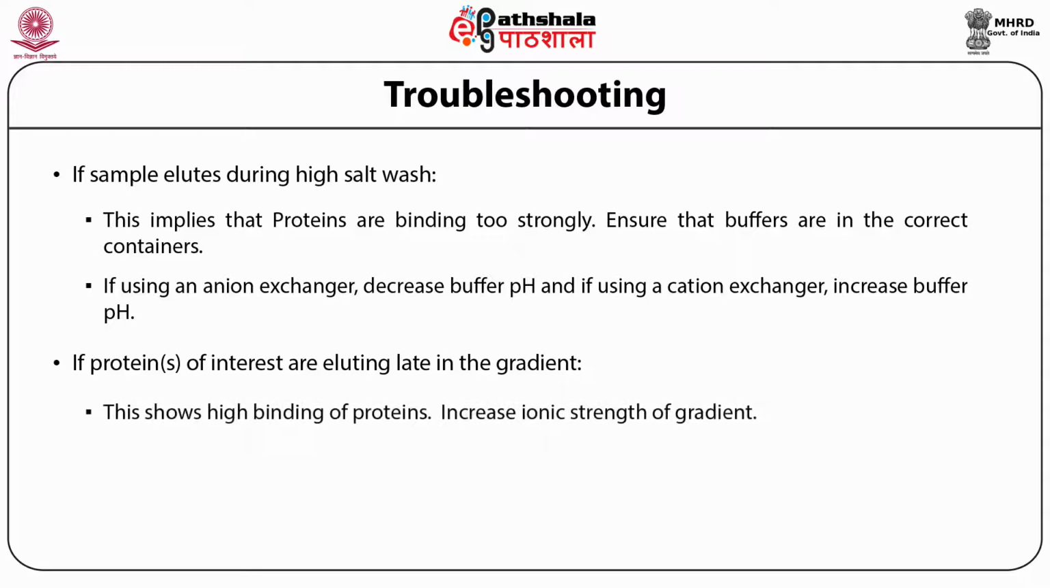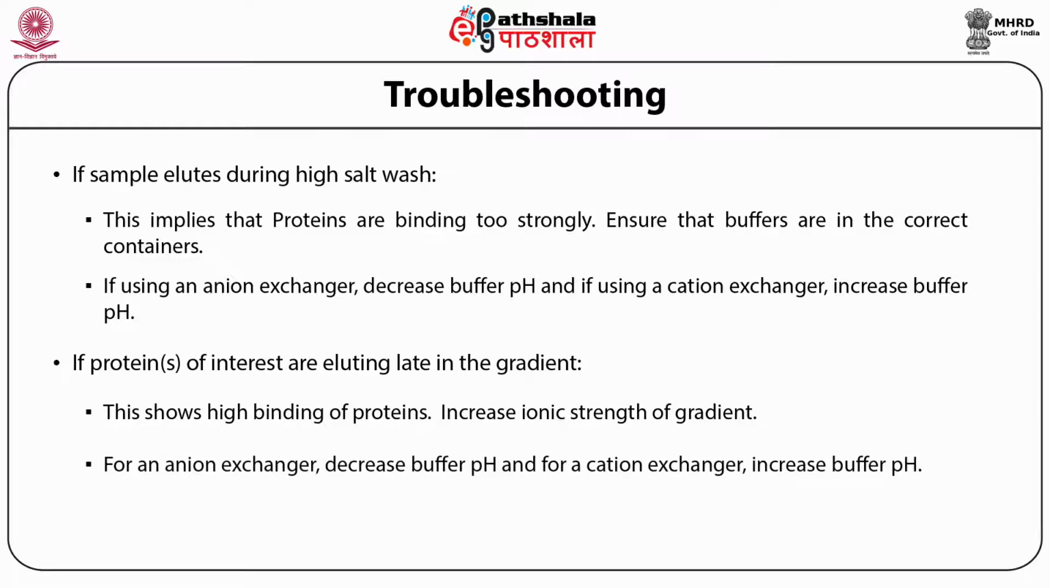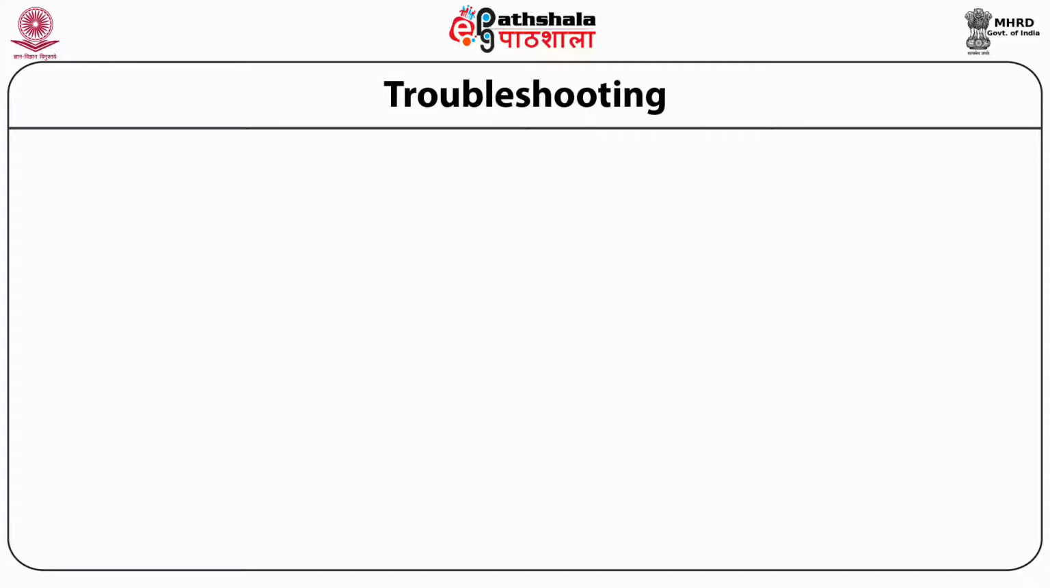Now, this property shows that the proteins are very tightly bound to the column. Again, we should go for increasing the ionic strength of the gradient. Here again, for an anion exchanger, we should decrease the buffer pH, and for a cation exchanger, increase the buffer pH.